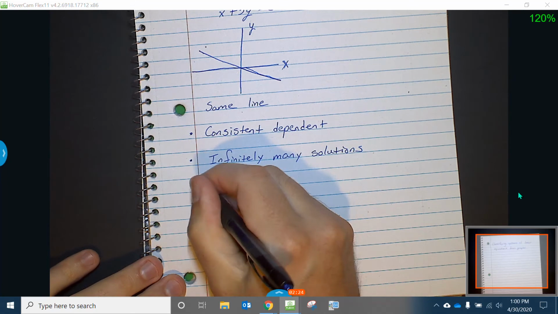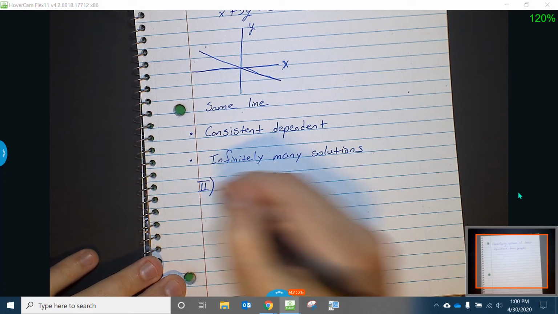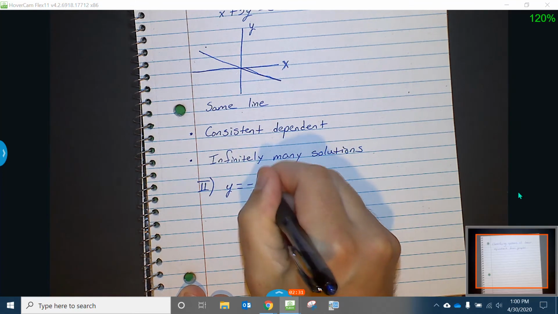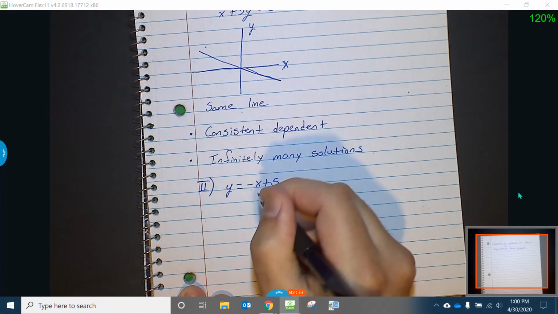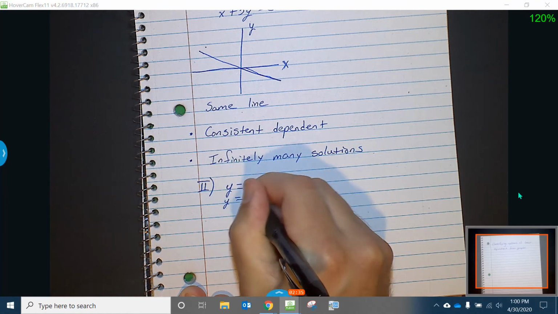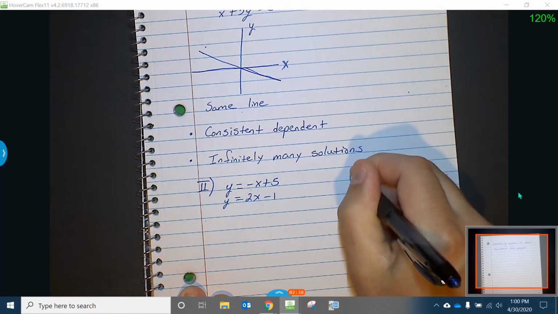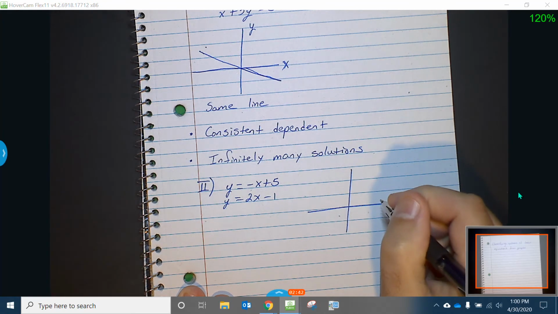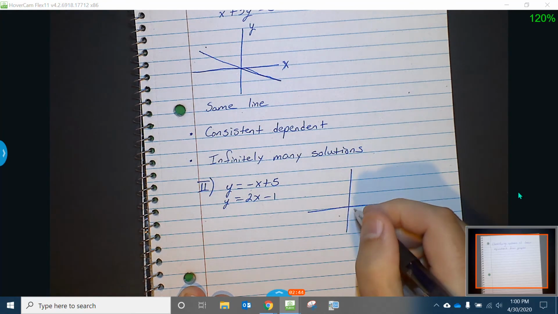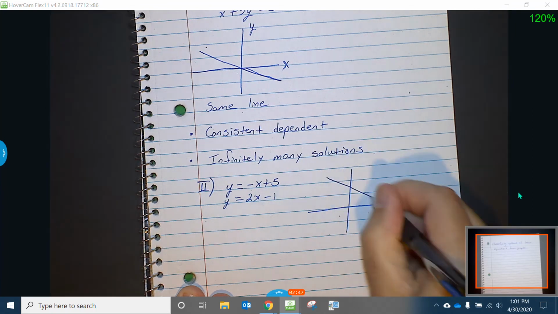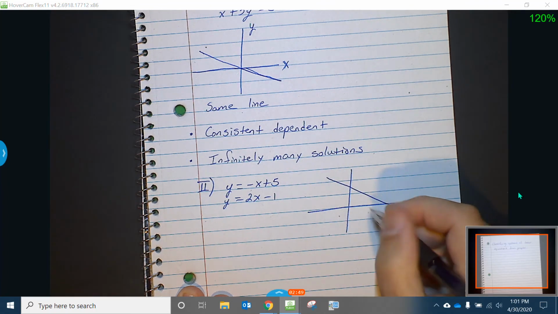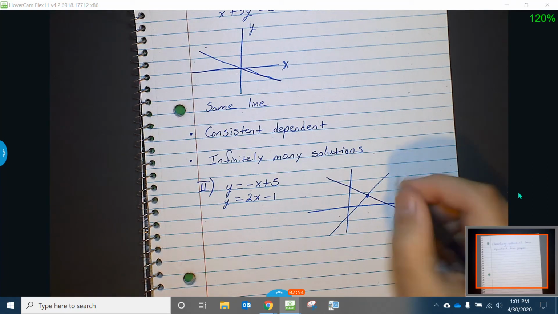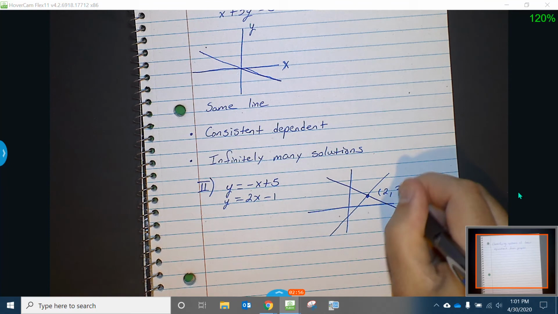Number two, our most traditional scenario. We have y equals negative x plus 5 and y equals 2x minus 1. So I'll try to save a little paper here. Okay, negative x plus 5 looks something like this, not drawn to scale. And 2x minus 1 looks something like this. And I'll tell you where this will intersect is 2, 3.